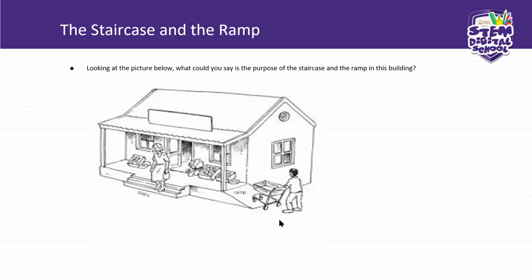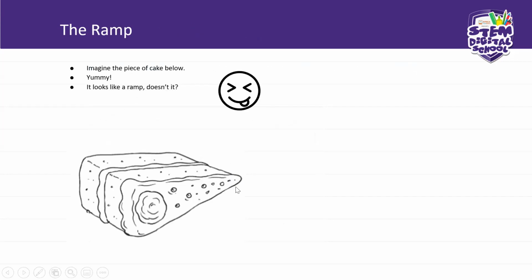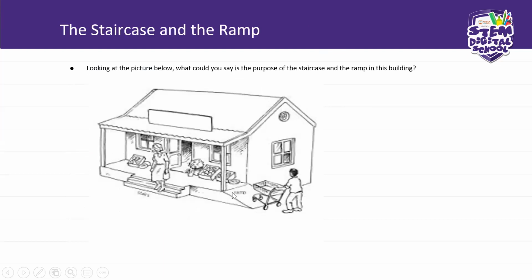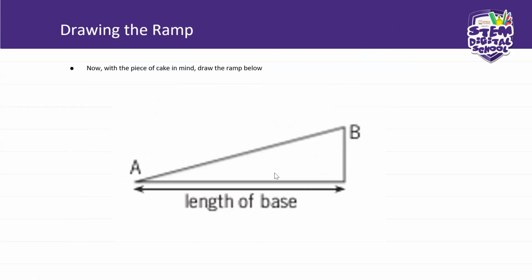All right, so let us look into the design of the ramp. Now, when thinking about the ramp, think of this piece of cake. Yummy. Now, this piece of cake is a ramp. A slice of cake like this is a ramp, isn't it? What do you think? Because the slope rises gradually, okay? So it does look like this. This is a piece of cake. Yes, so let's see how you draw that. Simple.